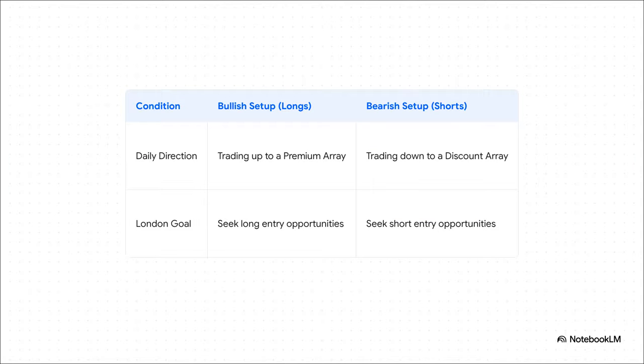This table simplifies that logic just beautifully. Your entire objective in the London session is dictated by the story the daily chart is telling you. As you can see, if the daily chart shows prices trading up towards a premium array, an area of sell-side liquidity, your only job in London is to find reasons to get long. Conversely, if price is clearly heading down towards a discount array, your entire focus for the session should be on finding high-probability short setups. You're simply aligning your intraday actions with that higher time frame narrative.